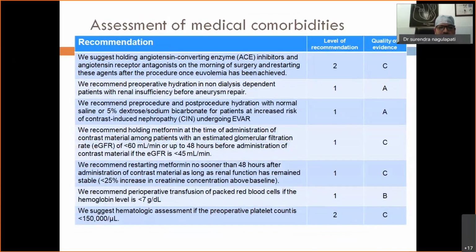In renal patients, pre- and post-op hydration is mandatory. We should give 1 ml per kg per hour hydration before the procedure. And if he is taking metformin, we should stop it at least 48 hours before the planned procedure, as there is a chance of lactic acidosis, which is fatal to the patient. They also recommend perioperative transfusion of red blood cells if the hemoglobin is less than 7, and if the platelet count is less than 1.5 lakh, we should get a hematological consultation to rule out any other hematological pathology.